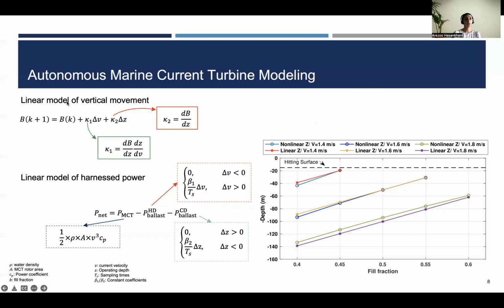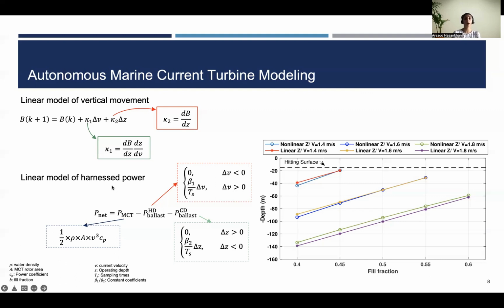The first linear model is related to the vertical movement, which considers the field fraction as the main actuator of the system for the vertical movement. So any changes in the field fraction is related to the changes in the ocean current velocity and also changes in the operating depths. So we want to find these constant parameters, which are calculated based on the nonlinear model.